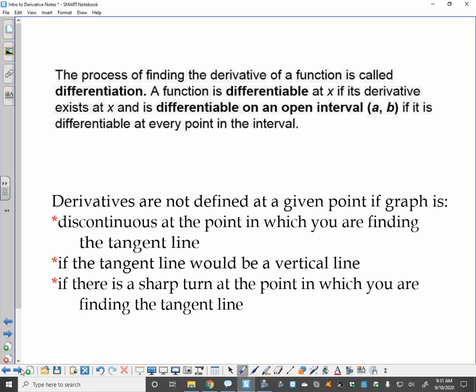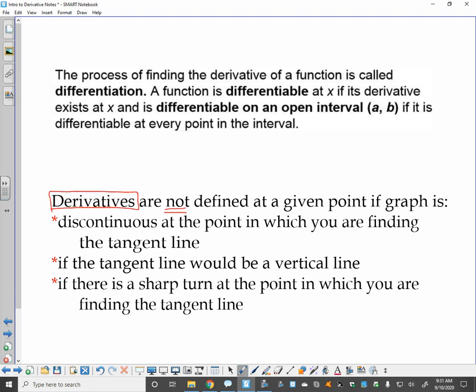The process of finding a derivative of a function is called differentiation. A function is differentiable at x if its derivative exists at x and it's differentiable on an open interval a to b, if it's differentiable at every point on the interval. Okay. Derivatives are not defined at a given point. So you can't always find a derivative.